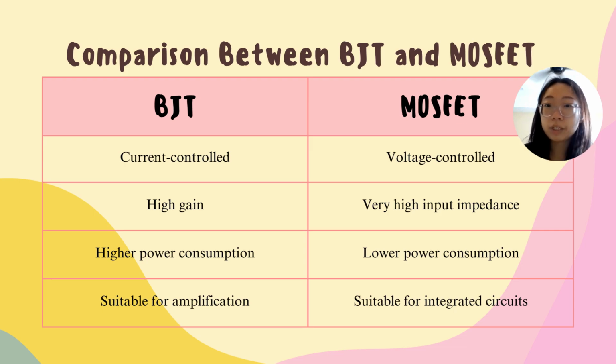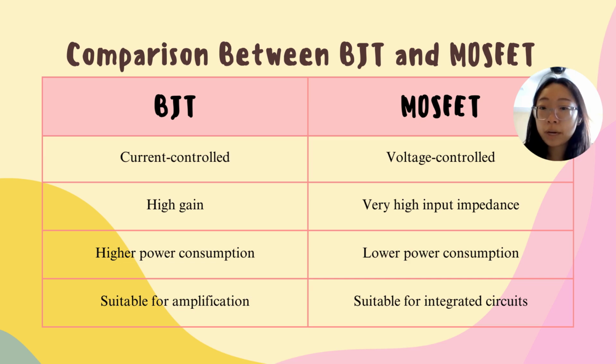Now, let us compare BJTs and MOSFETs. A BJT is a current control device. This means a small base current controls a larger collector current. In contrast, a MOSFET is a voltage control device. It requires very little input current and therefore generally consumes less power.